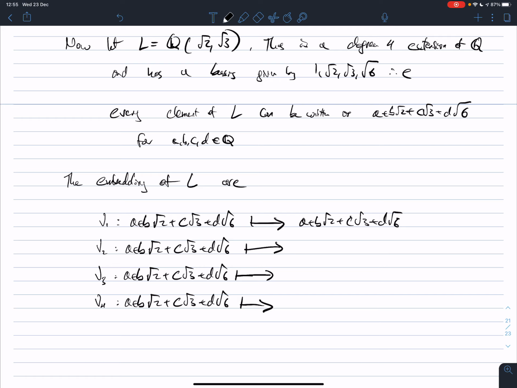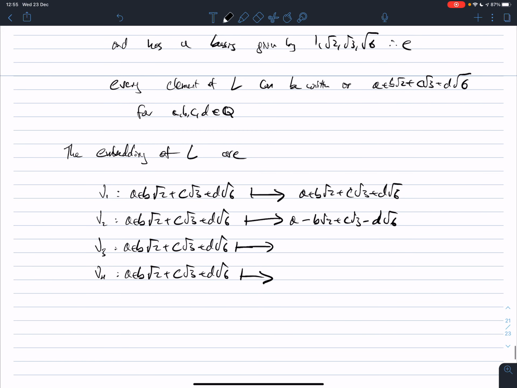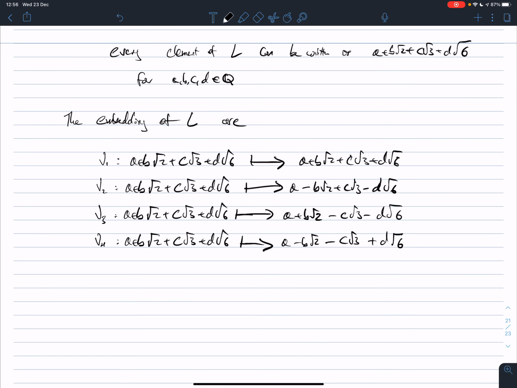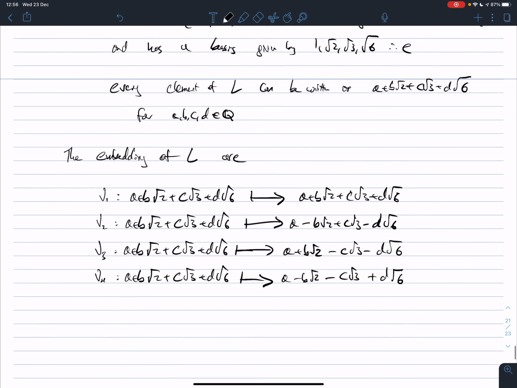So like in the first one, we can just send root 2 to its conjugate. So I can send this to a minus b root 2 plus c root 3 minus d root 6. Notice that because root 6 is root 2 times root 3, when I've changed root 2 to minus root 2, then root 6 has to change to minus root 6. I can do the same thing, but now with root 3: a plus b root 2 minus c root 3 minus d root 6. And then lastly, I can do both of them. I can send root 2 to minus root 2 and root 3 to minus root 3, and I get the following one: a minus b root 2 minus c root 3 plus d root 6.